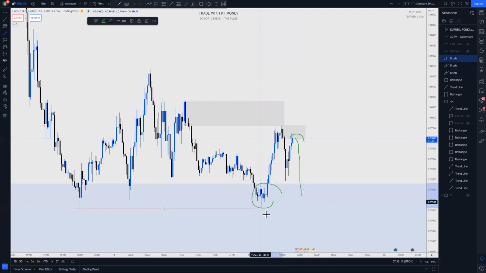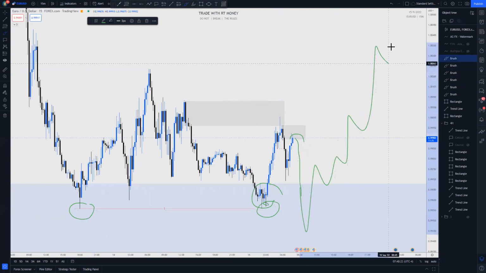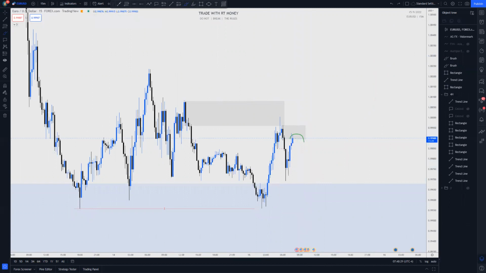All right. And I am definitely looking for the sweep of these lows before price starts to do this. But this may prove to be a nice scalp for those that are interested in it. Right. And we'll see what happens when it gets down here.